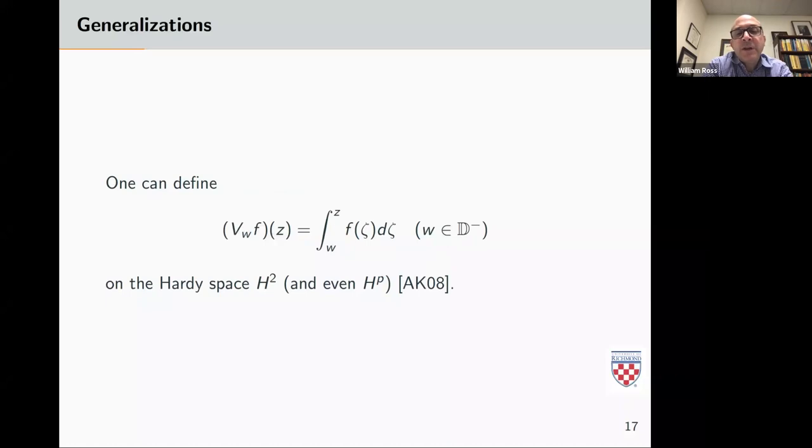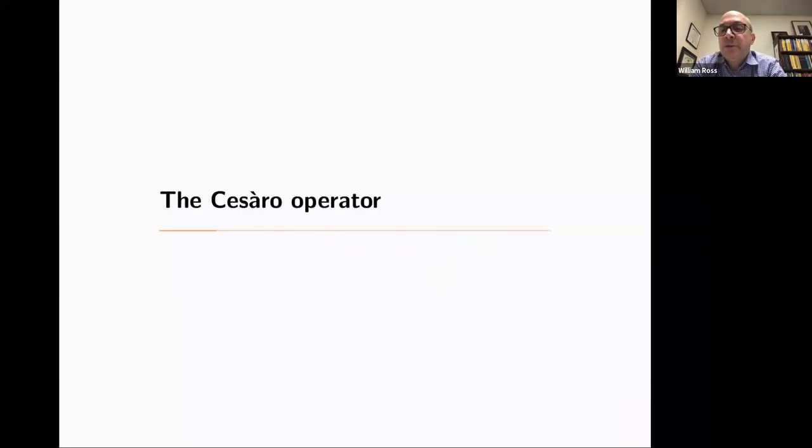I'll mention one other Volterra operator, and you're free to generalize this as you please. If you're given any space of analytic functions, just take the antiderivative of it in the disk. On the Hardy space or even H^p, Alexandru Aleman and Boris Korenblum studied these things, invariant subspaces, and things that Donoghue studied about these Volterra operators. Volterra operators are important, and as a matter of fact, there's going to be a talk later today about Volterra operators. But I need to make some choices, and I'm choosing to move on to the Cesàro operator.